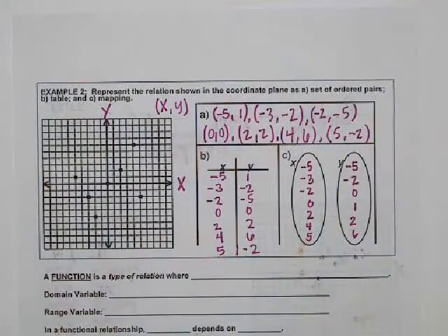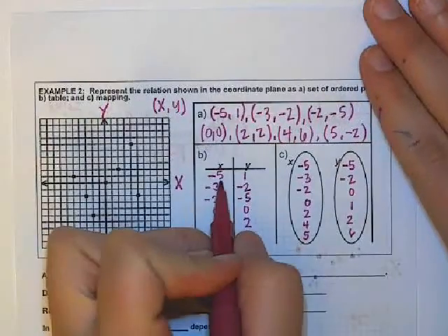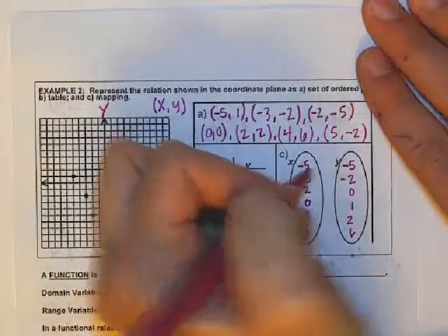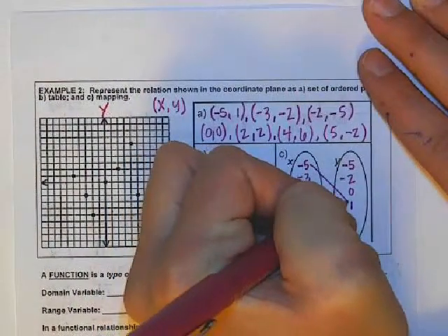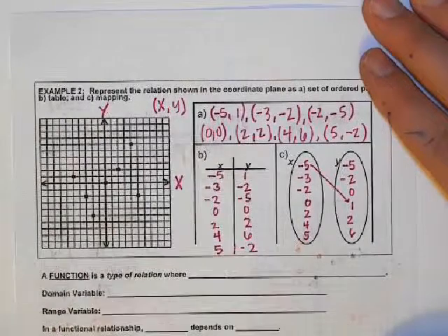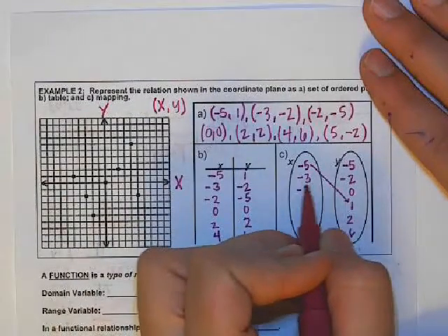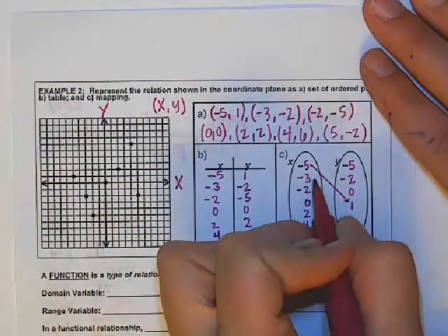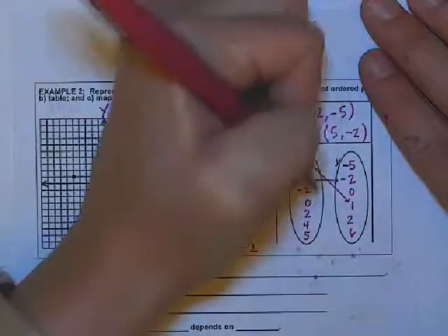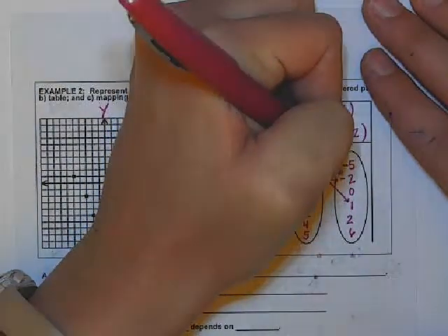Now there's one more step. I have to know what x goes with which y. All right, so if I look at my table, -5 goes with what? 1. So I need to draw an arrow from -5 to 1, so I know that those go together. And then -3 goes with which y? -2, so I need to draw an arrow. -2 goes with -5, so I'm going to draw an arrow.